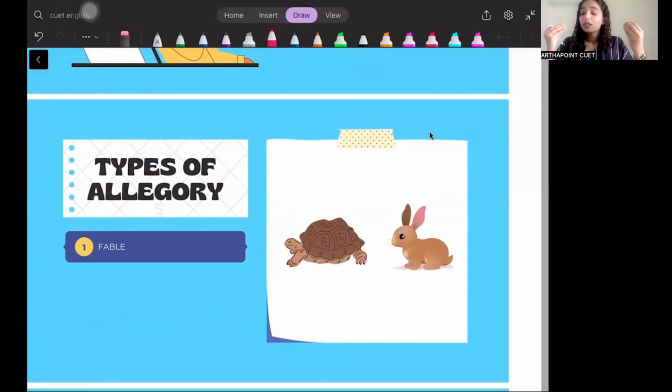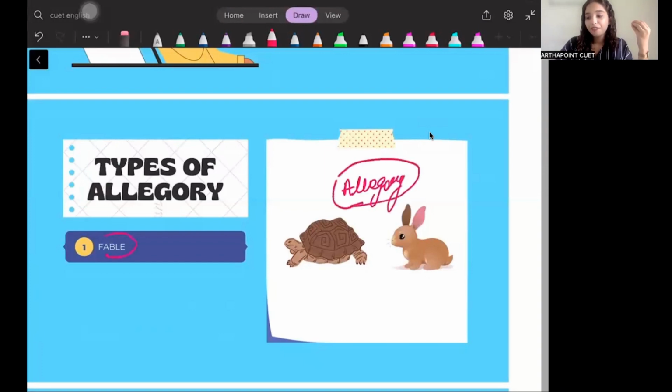Now, this particular story is an allegory. And what is its nature? It is a fable kind of allegory. Now, what is a fable? Fable allegory is a very specific type of allegory in which the author or the poet uses animals and objects to tell a story. So, a fable will always use animals and objects, like in the tortoise and the hare.